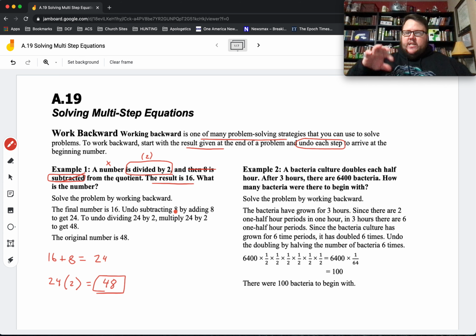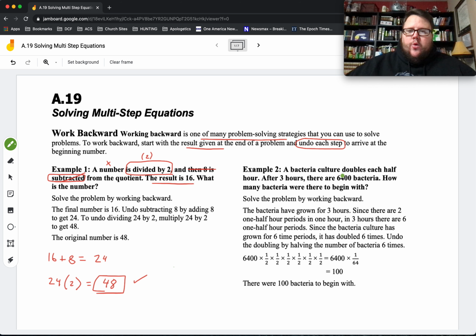And I like to turn it around and think about it. So I'll plug that number in and then I'll just do the steps. So a number, 48, is that number. 48 is divided by 2. 48 divided by 2 is 24. And then 8 is subtracted. So 24 minus 8 is 16. So this is our answer. It works.